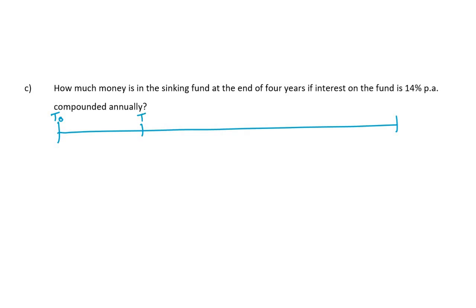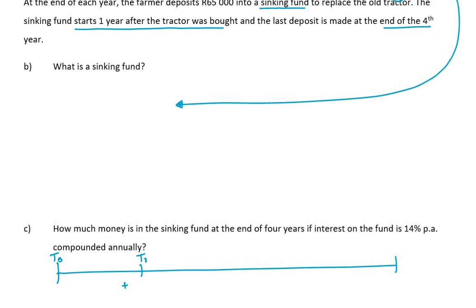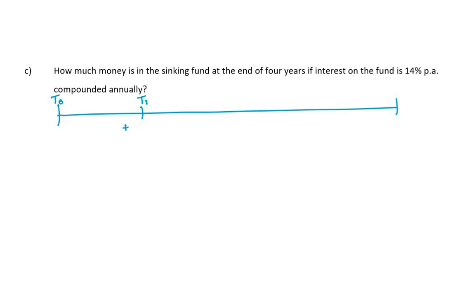They say at the end of the first year, at the end of 1 year after, this farmer put in 65,000. So he added 65,000 Rand into the account at the end of the first year. At the end of the second year, he added 65,000 Rand. At the end of the third year, he added 65,000 Rand. And they said his last deposit was at the end of 4 years. So basically he made 4 payments.